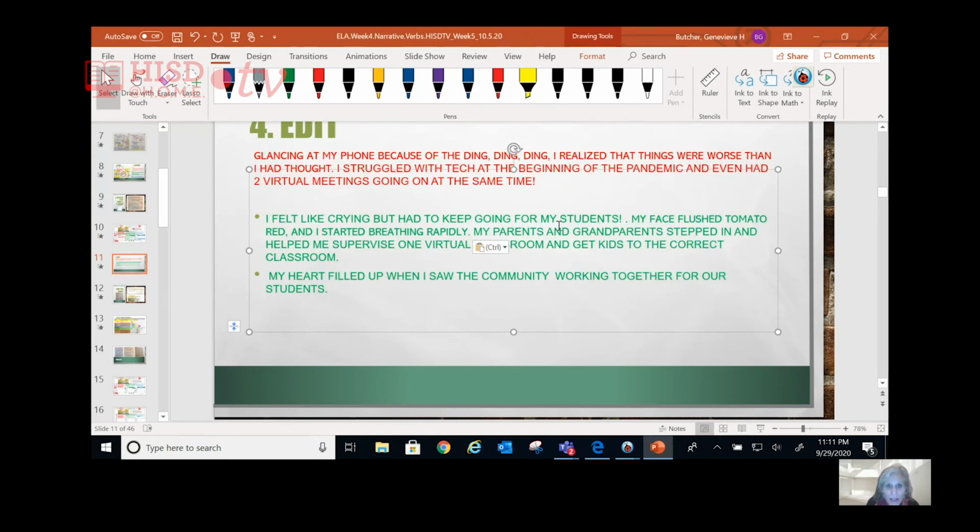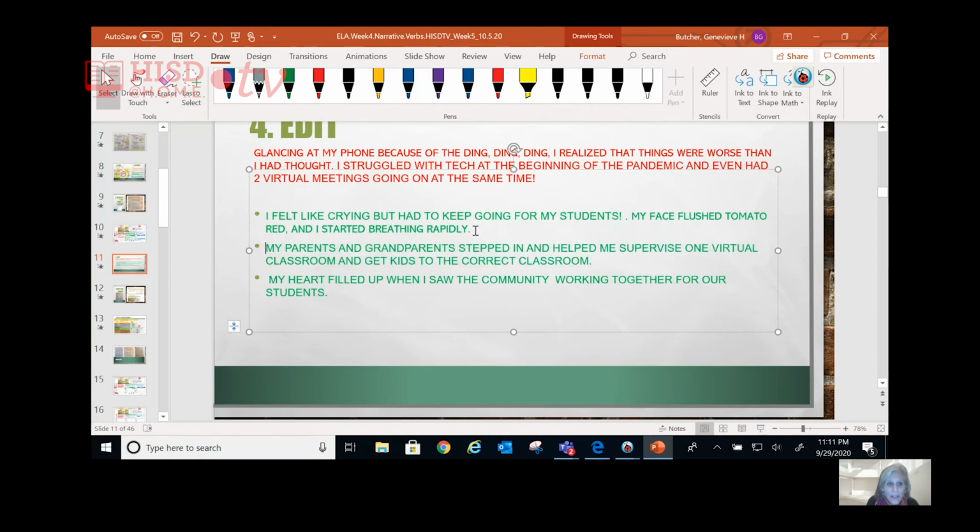I want to put the parents and grandparents helping off till a little bit later because I need to get this in. My face flushed tomato red and I started breathing rapidly. So instead of saying I felt like crying but had to keep going, we could delete that maybe, but anyway, it's something to think about. I felt like crying kind of tells you. Instead, my face flushed tomato red and I started breathing rapidly, wanting to stop, but I had to keep going for my students.